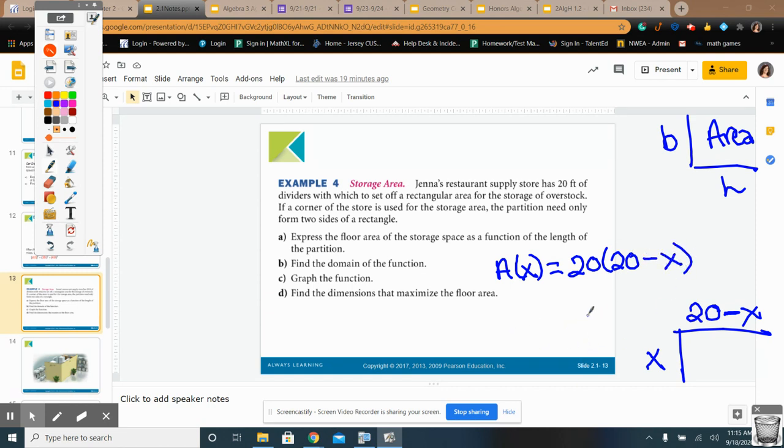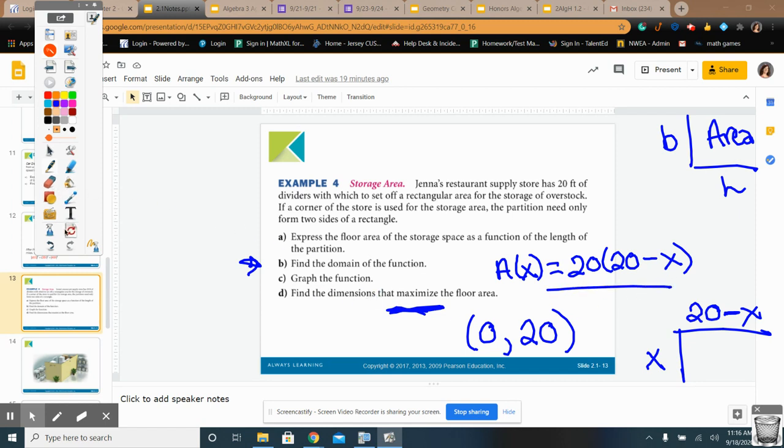They also want us to graph it and find the dimensions that will make that a maximum, so they want us to look at the maximum. What is the domain? Well, what can I plug in for x? I can't really plug in 0 because then I don't have a rectangle, but I can get really close to 0 and I can go all the way to 20 because that's all the partition I have. That's the domain. This would be the area, and now we're going to graph it and find the maximum area.